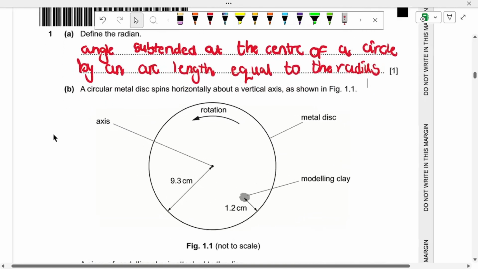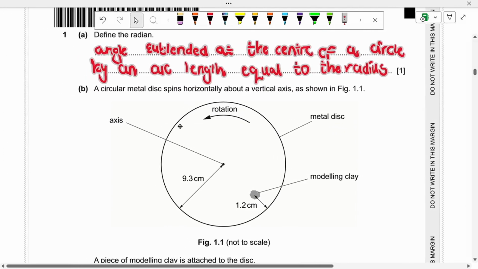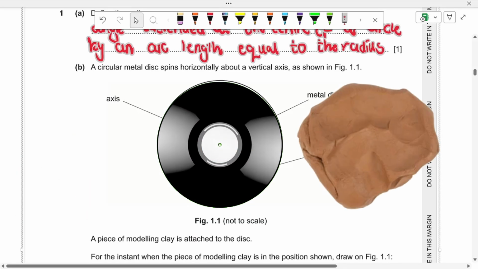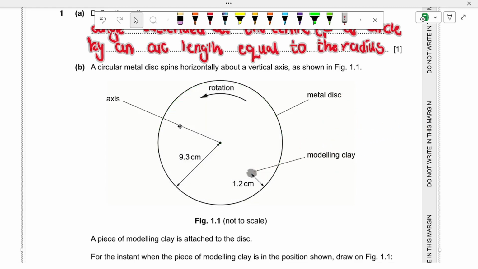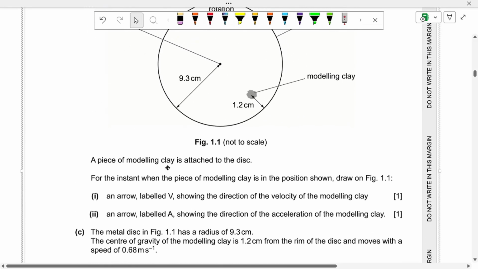Okay, moving on now to the next question. We have a circular metal disc that spins horizontally about a vertical axis. So we have a metal disc, something that just rotates, and we have a piece of modeling clay attached onto that disc. As you can see, it is 1.2 centimeters from the edge of the disc, and 9.3 centimeters from the center to the edge of the disc. I've been asked to show, with an arrow labeled V, the direction of the velocity of the modeling clay.